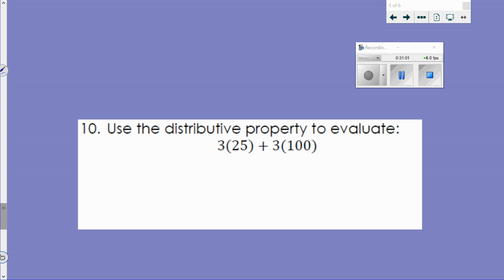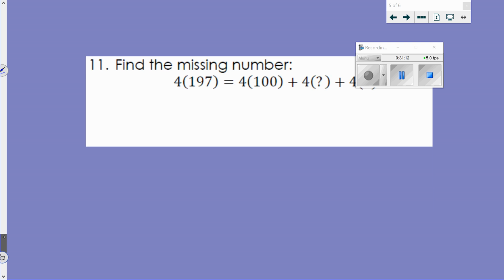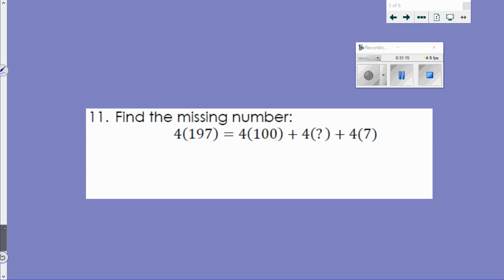Well, it should have been easy, guys. 325s is 75, 300s, 375. Okay? 11, another fast one. You do have to pay attention, though. Let me get it so you can see it all.